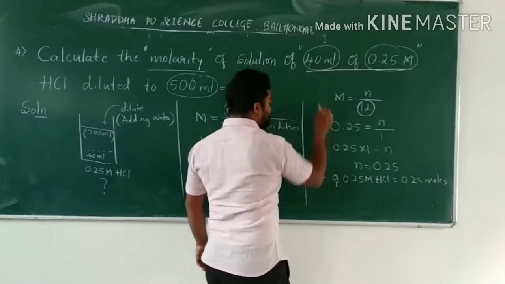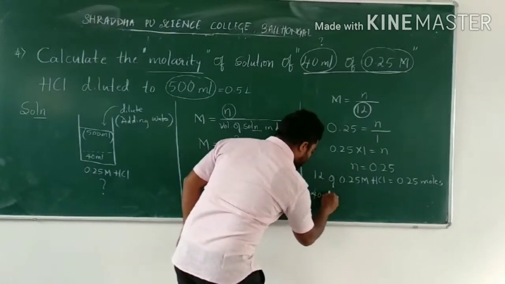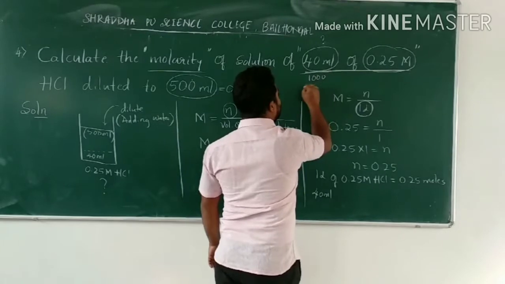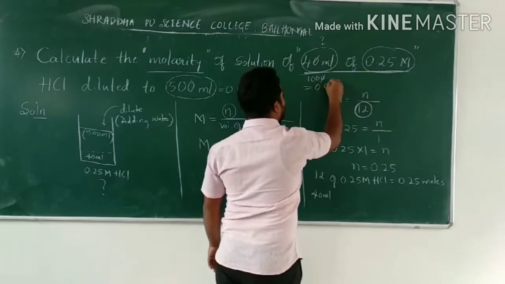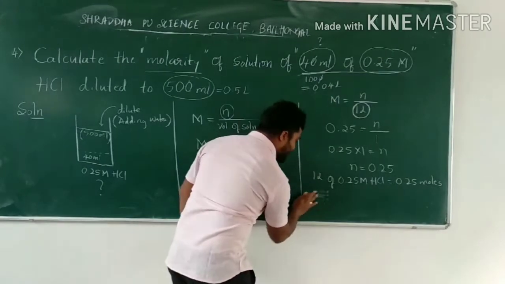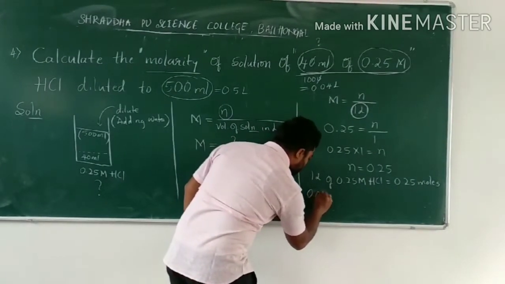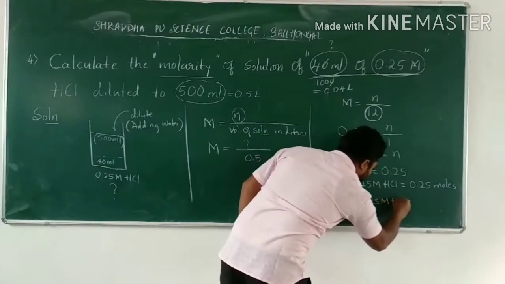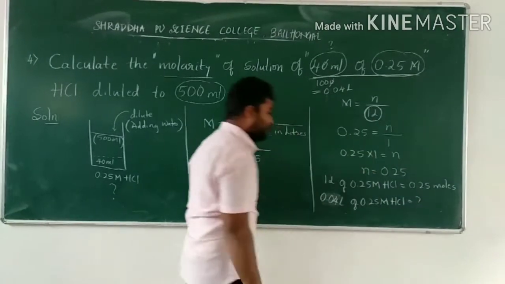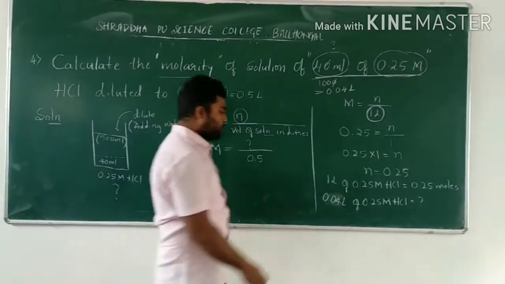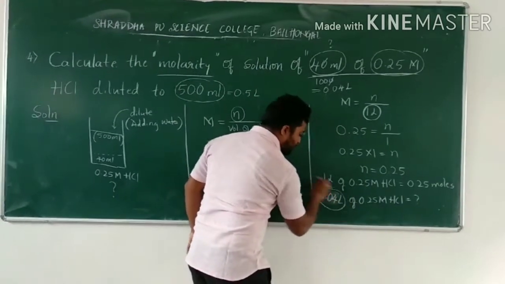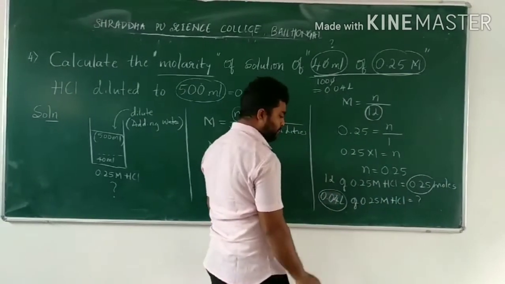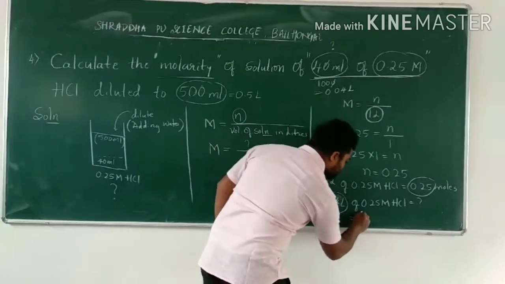But you are considering 40 ml. How to convert 40 ml? 40 ml divided by 1000 is 0.04 liters. So 0.04 liters of 0.25 M HCl contains how many moles? Now you can do the cross multiplication: 0.04 into 0.25 divided by 1.